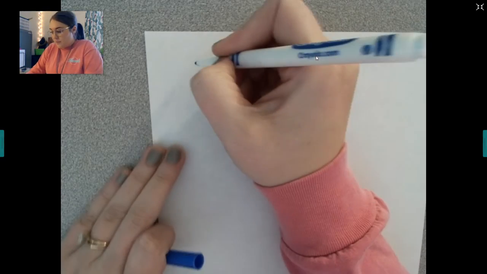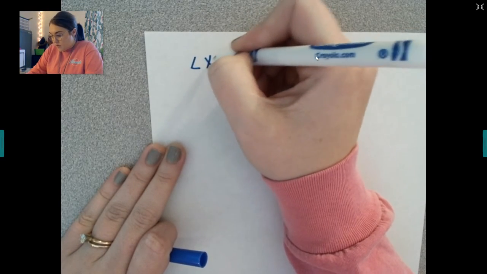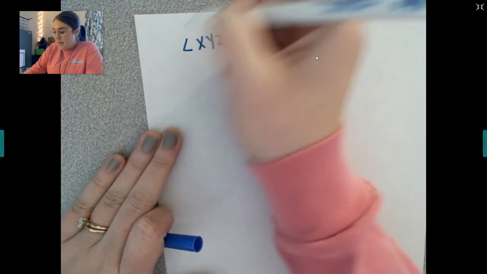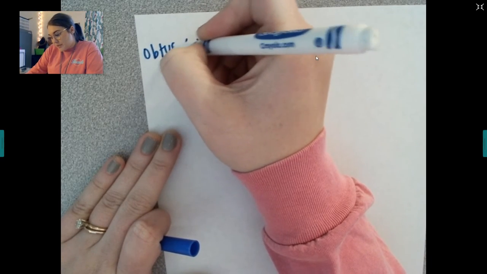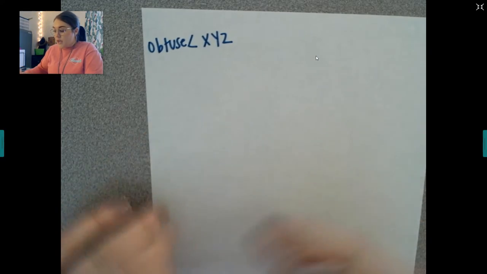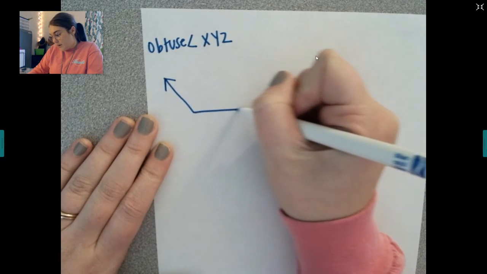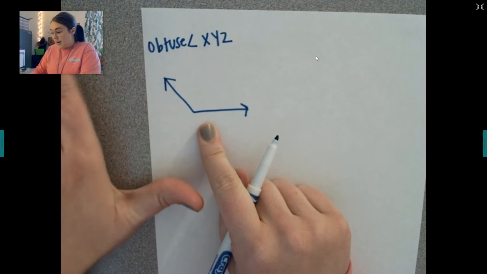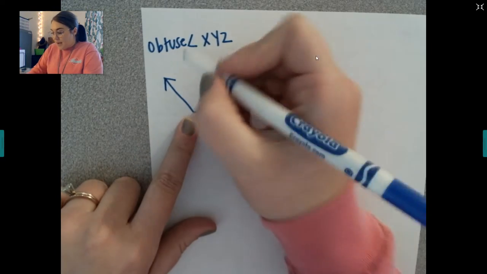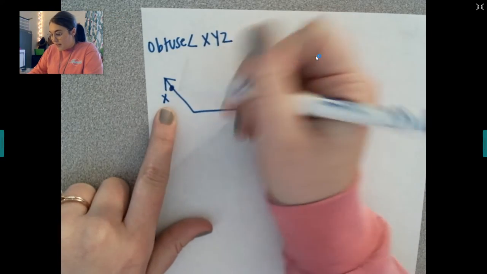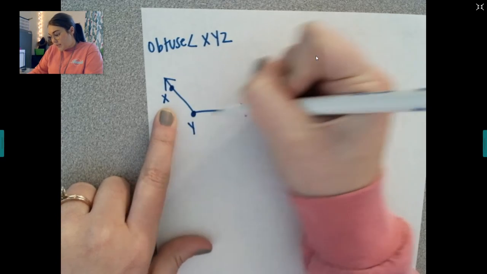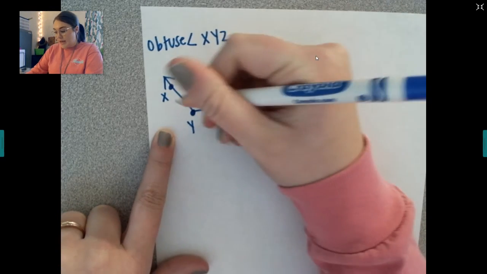Okay, so when it is asking you today, let's take a look. If it asks you to make angle X, Y, Z, and it wants you to make it obtuse, you are going to draw an obtuse angle. So that would be bigger than a right angle, right? So right angle would be an L, so I've got to make it bigger than my L. And then I would label it with 3 points. One at the top, one at the vertex, and one at the end. X, Y, Z.